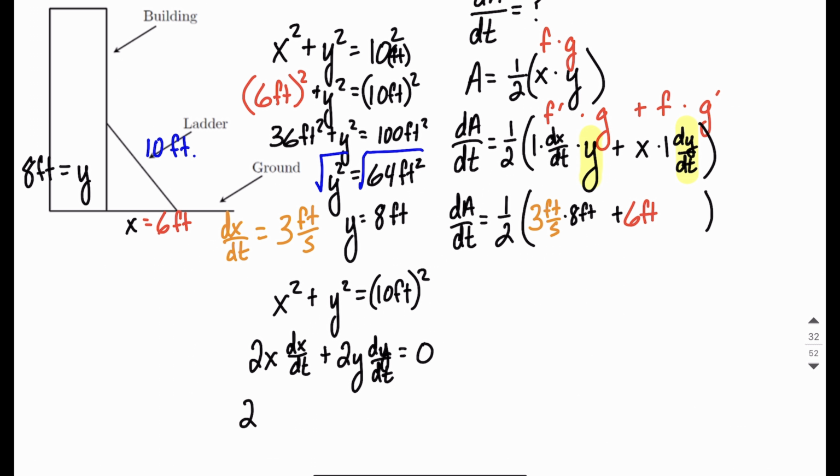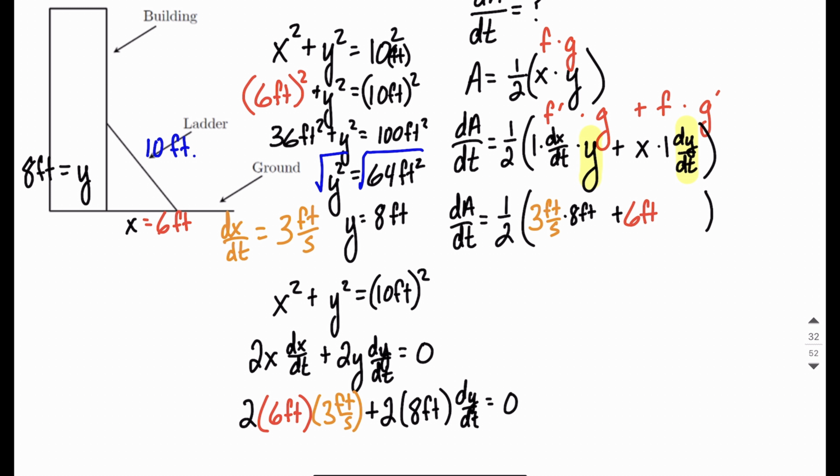Well, the 2's here. Our x value, we could say that's 6 feet from our triangle, right? We know dx/dt was 3 feet per second, plus 2, and now we know our y value was 8 feet. We just did the work to find that. We don't know dy/dt, but it's all equal to 0. Okay, so that's actually setting us up pretty nicely.